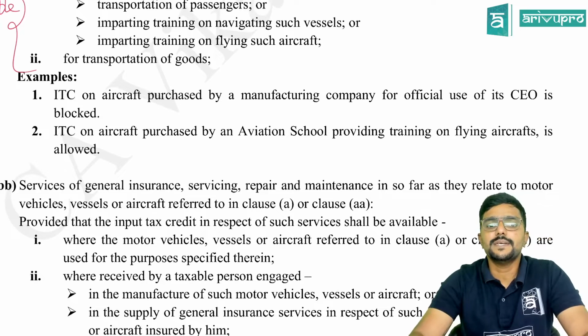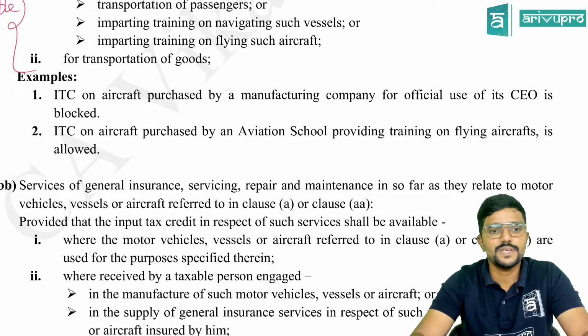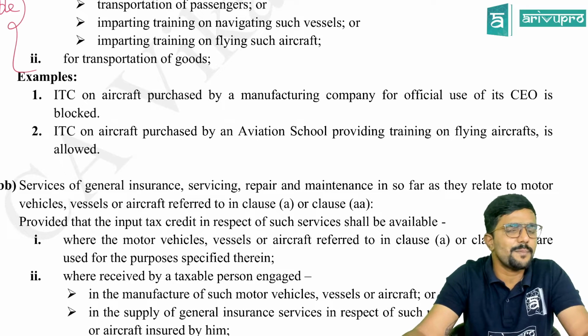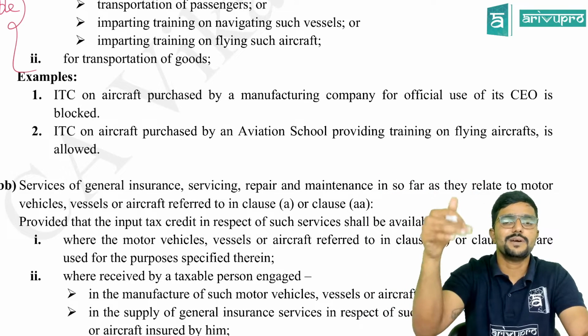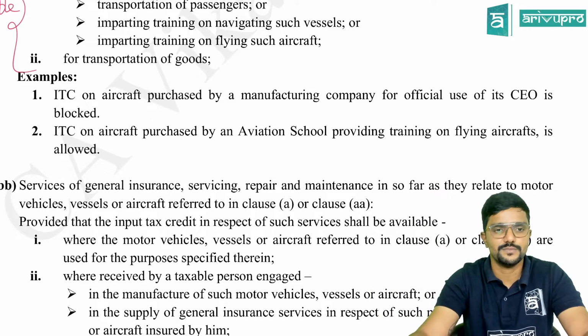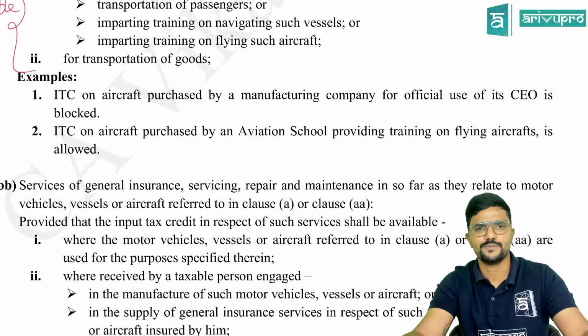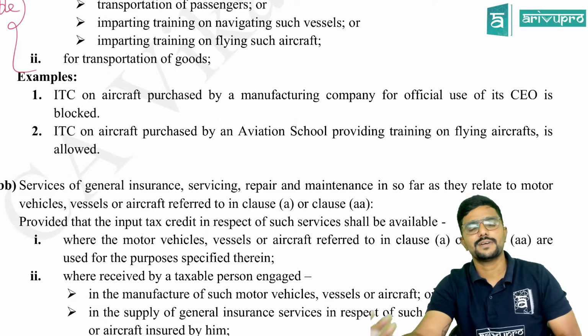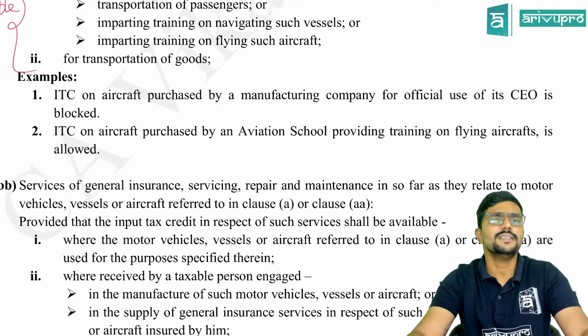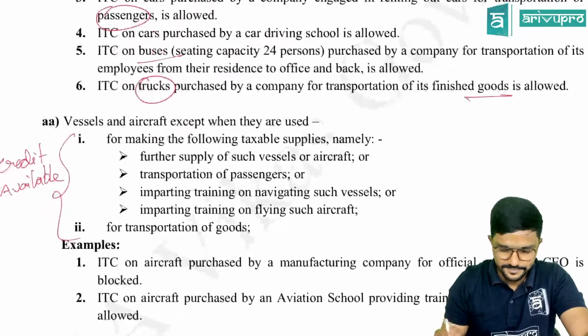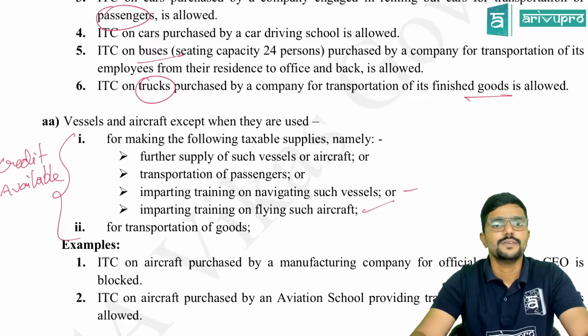Examples. ITC on aircraft purchased by a manufacturing company for its official use of its CEO is blocked because he is an employee. So he's not a passenger. If it is for a passenger, yes, allowed. But here CEO or employees not allowed. ITC on aircraft purchased by an aviation school providing training on flying aircraft is allowed. So whoever is giving some pilot training and all, if they have purchased any flight, they can claim the credit because it is covered here. Training. Okay, for motor vehicle driving school, we call it as here and all imparting training, some standard words.